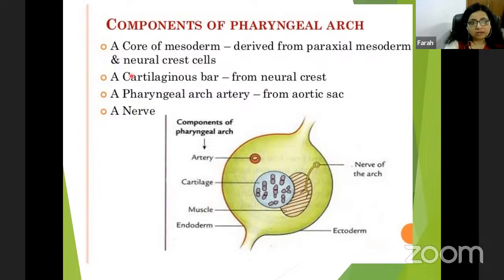So you can see here a core of mesoderm derived from paraxial mesoderm and neural crest cells. Then there is a cartilaginous bar which is derived from neural crest, an artery that is known as the pharyngeal arch artery, obviously from the aortic sac, and a nerve of that arch. So these things comprise the pharyngeal arch and they are named differently for different arches.